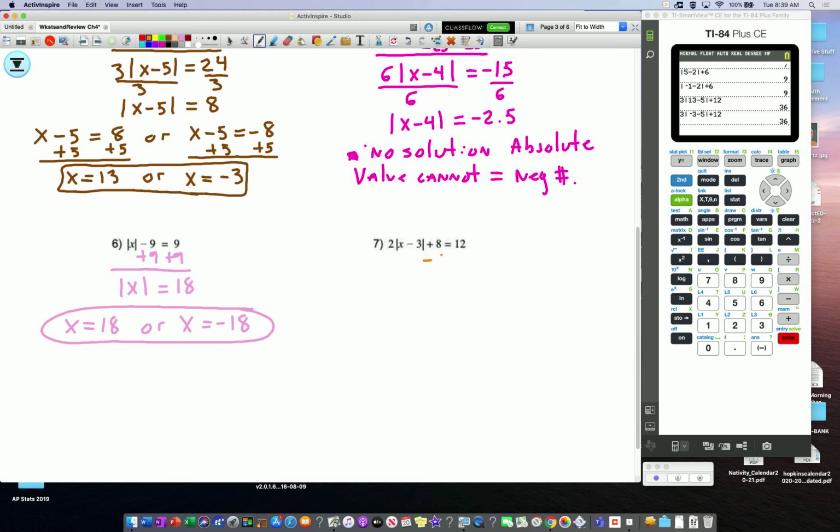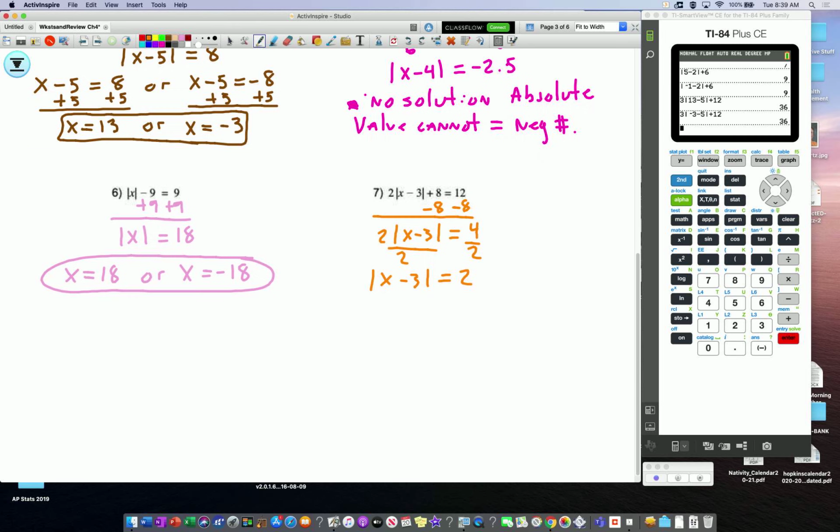All right, let's take a look at the very last problem here. So, got a bunch of steps to do. We'll subtract 8 first. So I get 4. 12 minus 8 is 4. Divide by 2. So the absolute value of x minus 3 equals 2. Again, getting that absolute value piece by itself first. So what this is saying is I'm 2 units away from 0. So x minus 3 must be located at either 2 or x minus 3 must be located at negative 2. I'm going to add 3 to both sides. So I get x equals 5, or when I add 3 to both sides here, I get 1.